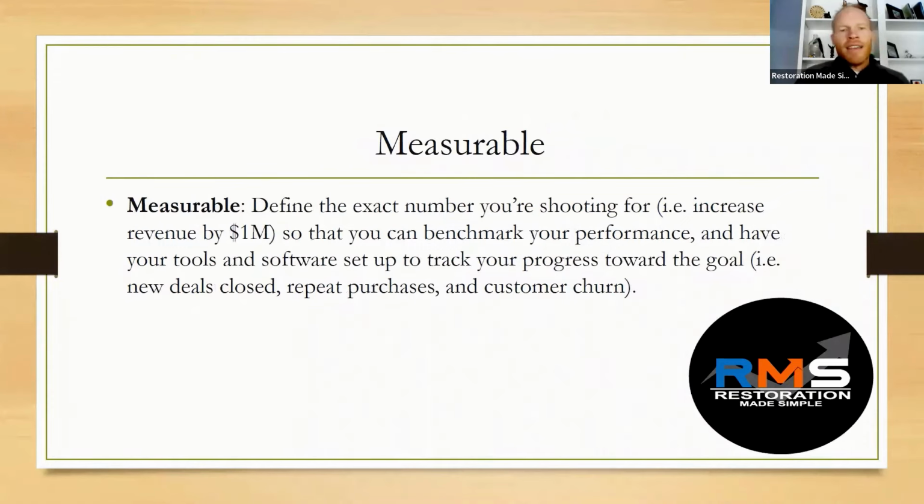The next one, and a lot of people forget this one, is it's got to be measurable. If you're going to be creating goals, it needs to be something where you can check a box and go, yep, we did this. Yep, we did this. You have to have some type of tracking in place. So define the exact number that you're shooting for, 1 million, so that you can benchmark your performance and have your tools and software set up to track your progress toward the goal.